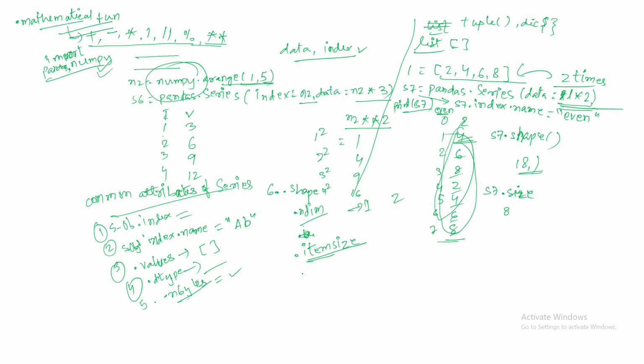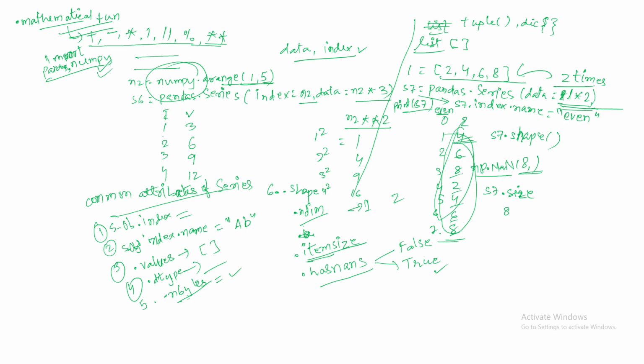Now dot has nans. Dot has nans means whether any missing value is there or not. Just like here, no missing value, so the output will be False. Otherwise it will generate True whenever we have any missing value. Suppose you write np dot nan, then it will accept it as True. Dot empty, we'll check it. Series object dot empty means your series is empty or not.